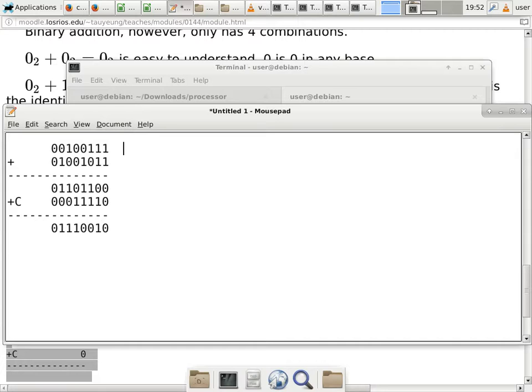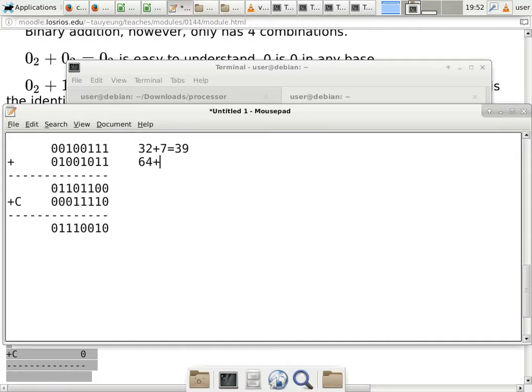Okay, so we look at this number and we try to figure out what it is. The most significant one is a 32 because it's 2 to the power of 5. So we have a 32 plus 111, which is 7, so I'm cheating here by short-circuiting it a little bit. So 39 is the first number. The second number starts with a 64.